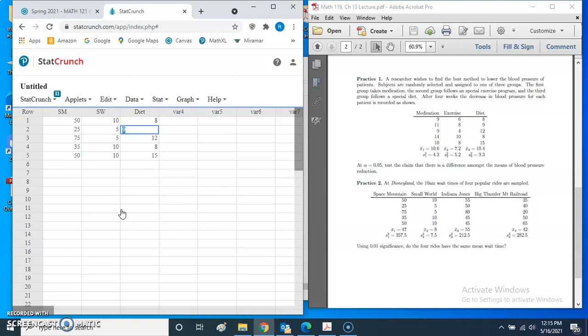Then we had Indiana Jones, gotta love Indiana Jones: 50, 80, 45, and 45 for that sample. And finally, Big Thunder Mountain Railroad: 35, 40, 20, 50, and 65. Okay.